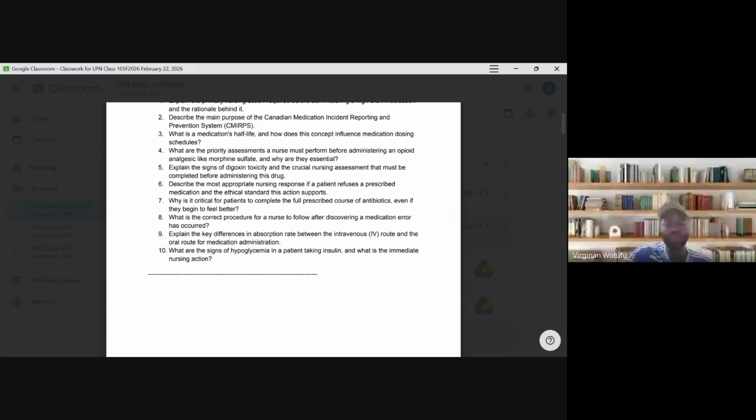So now we look at question 7. Why is it critical for patients to complete the full prescribed course of antibiotics even if they begin to feel better?